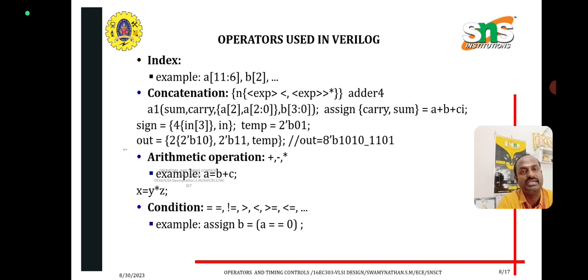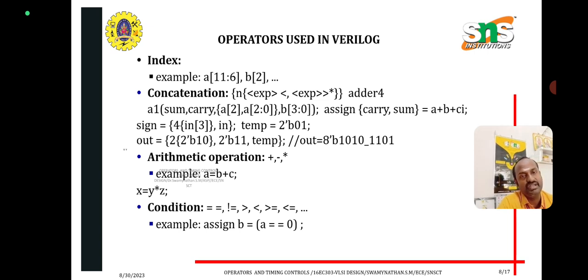Next, for the operators, we use the example of concatenation, where curly brackets hold expressions separated by commas. We use A, B, carry-in, and the outputs sum and carry: assign {carry, sum}. So sum is AB plus BC-in plus C-in A, and the carry is AB plus BC-in plus C-in A. Sum means A XOR B XOR C-in. The arithmetic operators used are plus, minus and star, for example A is equal to P plus C and X is equal to Y star Z.